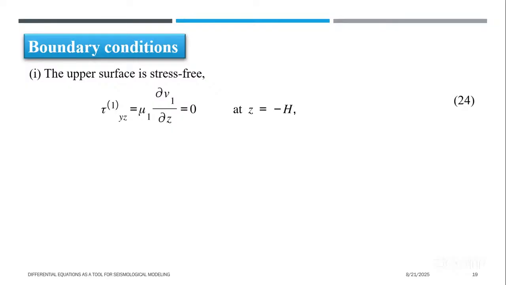We know that on any surface there are three stresses associated with it. One is normal and two are shear stresses. And what is that surface? The surface is z equals minus h. Z equals minus h means it's a plane perpendicular to the xy plane.